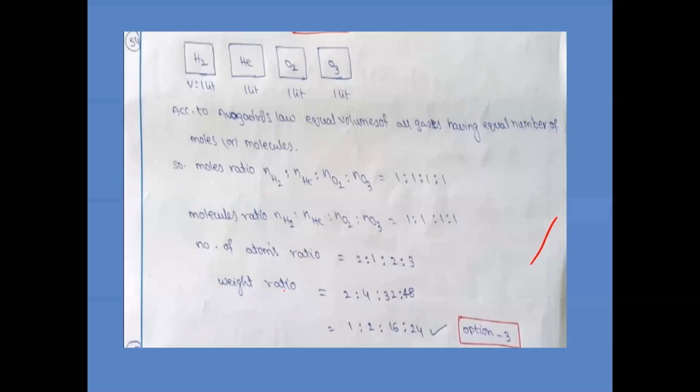Next, weight ratio, weight of atoms, atomic weight. 2 atoms for each hydrogen, how much atomic weight? 1. 1 into 2, 2 will be there. And 1 helium atom atomic weight, how much? 4. Oxygen molecule has 2 atoms, each atom of oxygen 16. 16 into 2, 32. And ozone, how many atoms? 3 atoms. 3 into 16, 48. So we take this ratio. The option 3 is correct, 54.